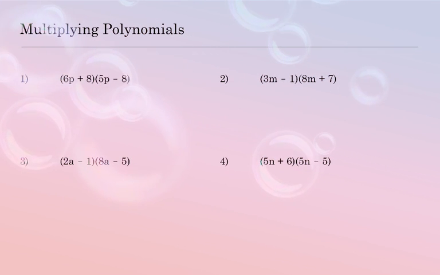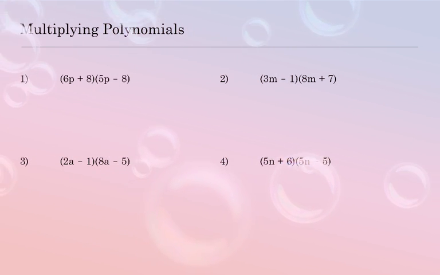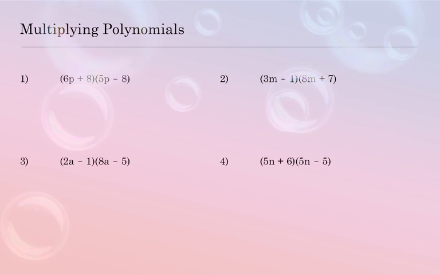Alright, so for multiplying polynomials again, you are welcome to reference that notes page that we did together. For adding, subtracting, and multiplying, this is just an extension of those things already learned. I'm looking at number 1, which is the quantity 6p plus 8 times the quantity 5p minus 8.